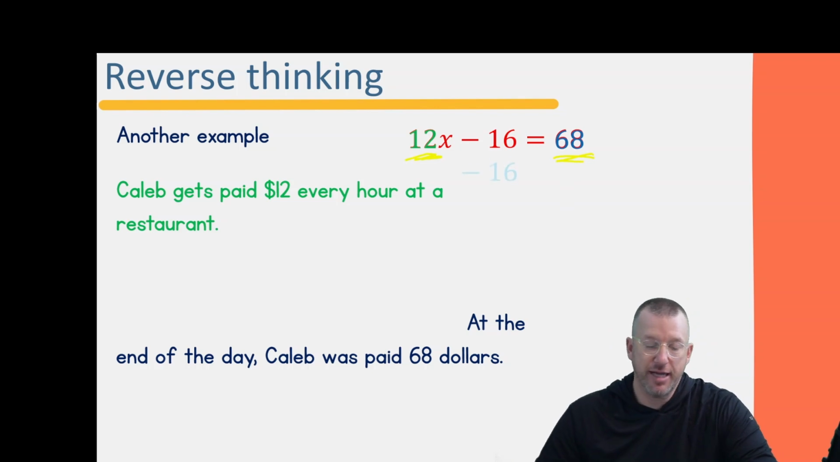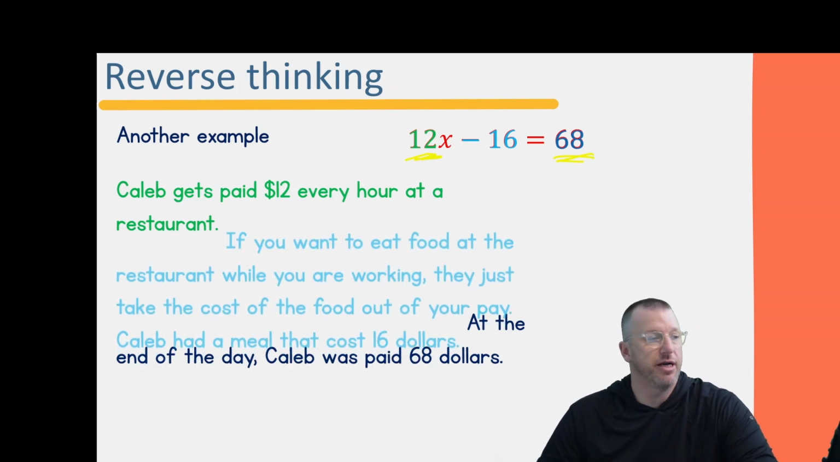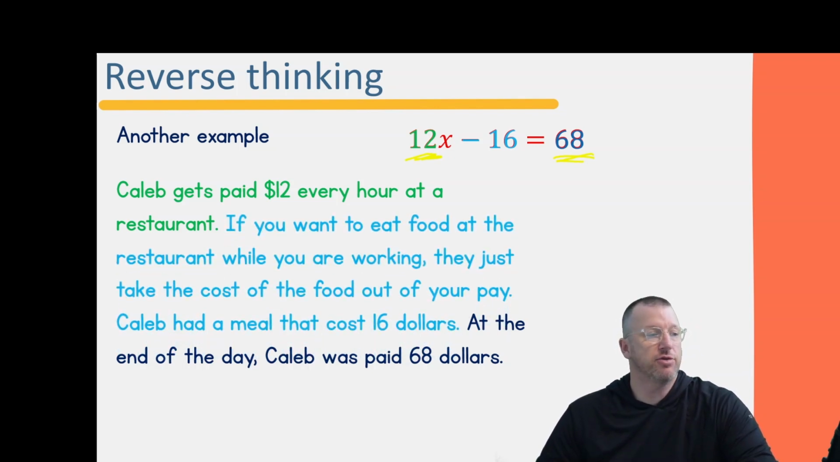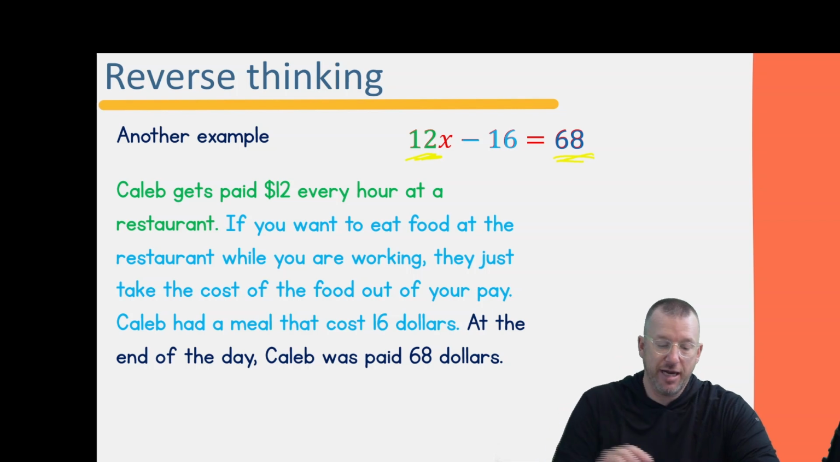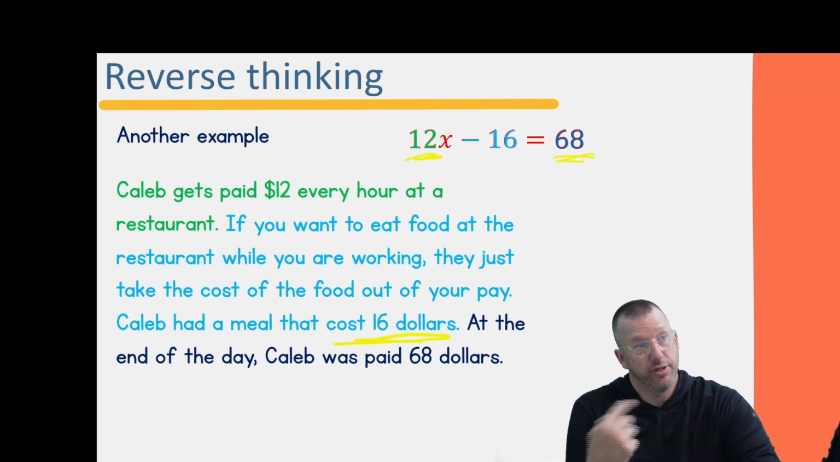So now we have to worry about that negative 16. Remember, this is something that we started with or something that was initial or something that's going to be involved in our scenario. So if you want to eat food at the restaurant while you're working, they just take the cost of the food out of your pay. So while Caleb was at work, he had a meal that cost $16. It's only one meal, so it doesn't need a variable. It just means he ate something that cost $16.